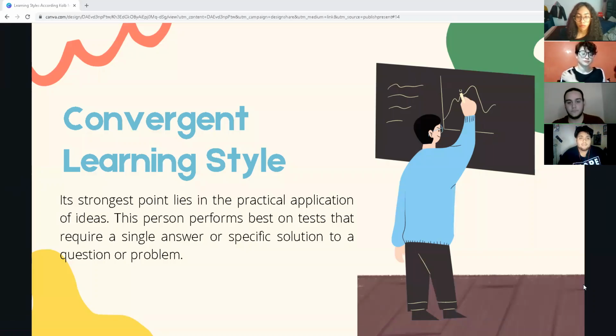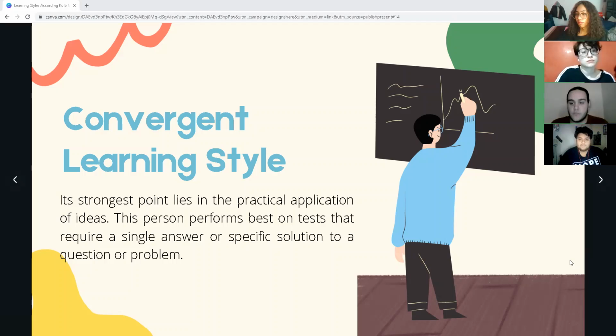After that, we have the convergent learning style, whose strongest point lies in the practical application of ideas. This person performs best on tests that require a single answer or a specific solution to a question or problem. They organize their knowledge so they can focus on solving problems using hypothetical deductive reasoning. These people are more oriented to things than to people. They tend to have less interest in physical matters and are oriented towards scientific specialization.